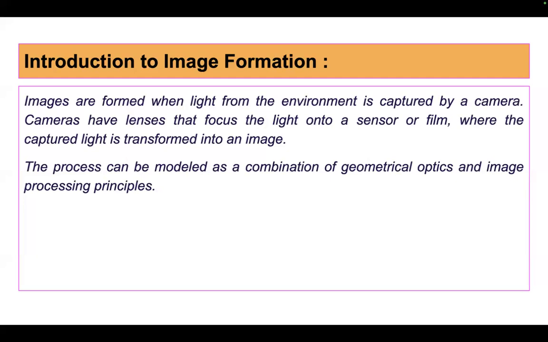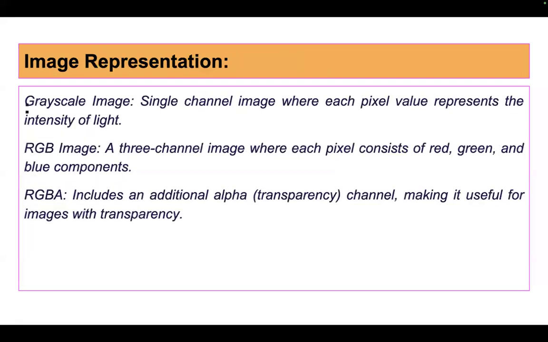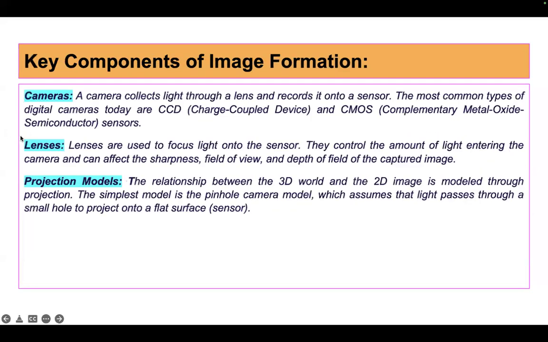So this is a kind of optical property, right? And what we need for that is a camera. Of course, we need a camera. A camera collects light through a lens and records it into its sensor. In our mobile phone, these are the sensors. The most common types of digital camera we have today are CCD, charge coupled device, and CMOS, that is complementary metal oxide semiconductor sensors. And this one is mostly used.